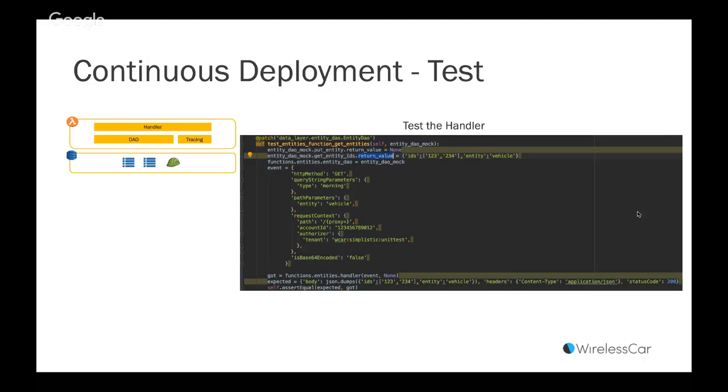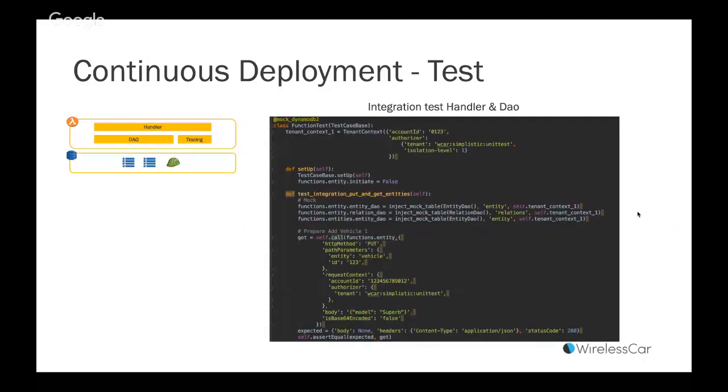And then we test the handler on its own. We mock the entity DAO. We inject it and say what it should return with this test. We call the handler, it returns, and we validate that it behaves as expected. Then we also do integration tests, where we call the handler and we mock the database below the DAO. So we get the entire flow from the handler through the DAO to the mock database.